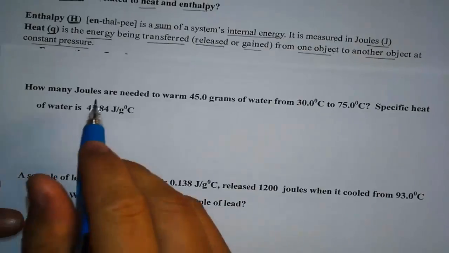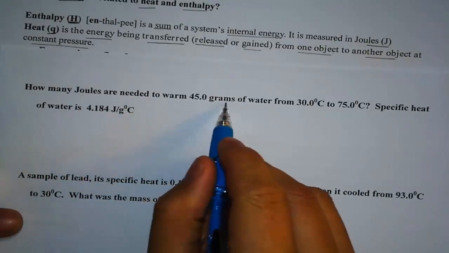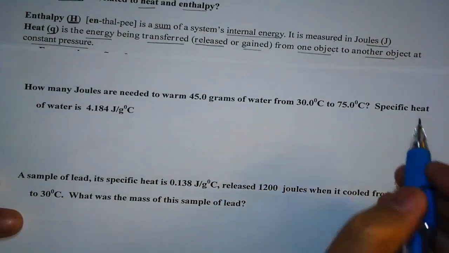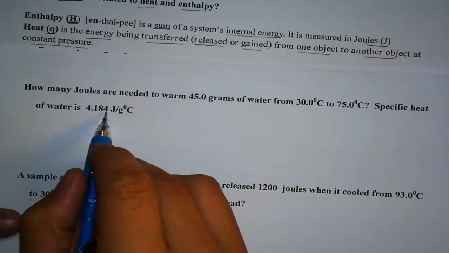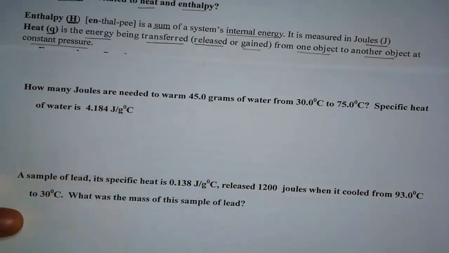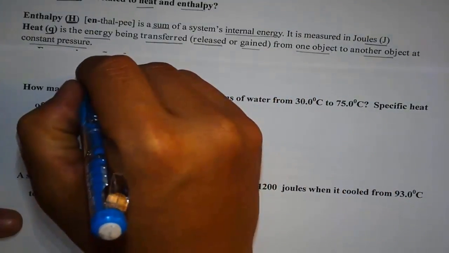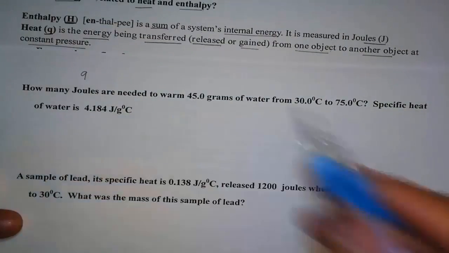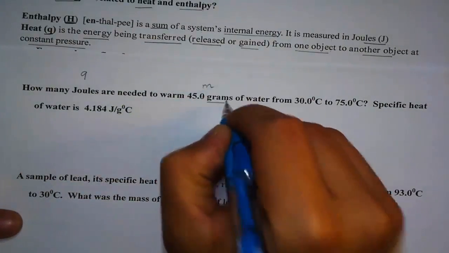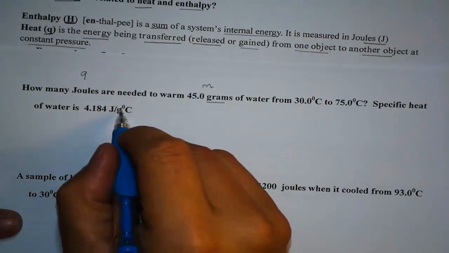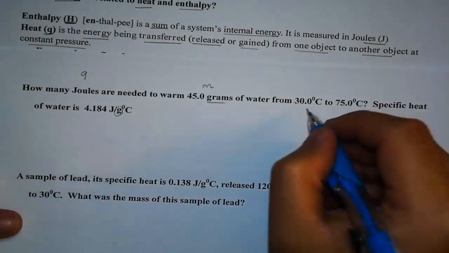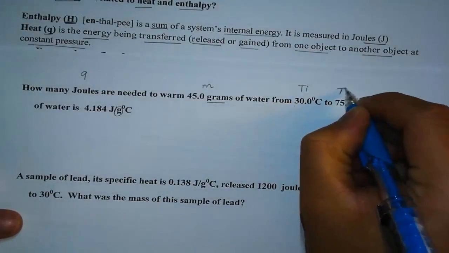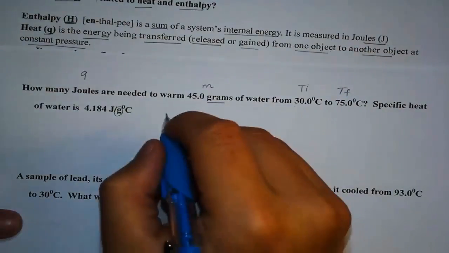Now let's try one problem together. How many joules are needed to warm 45 grams of water from 30 degrees Celsius to 75 degrees Celsius? The specific heat of water is 4.184 joule per gram Celsius. If we read this problem, we know that we are looking for joules, so that'll be Q. Easy, isn't it? And we know that that would be your mass because it's in grams, and of course it's in the right unit as well. And then we are going from T, this is your T initial, to T final. So we can just solve.